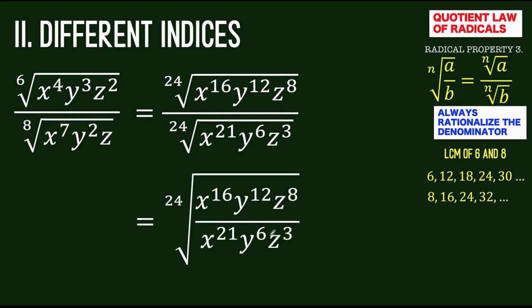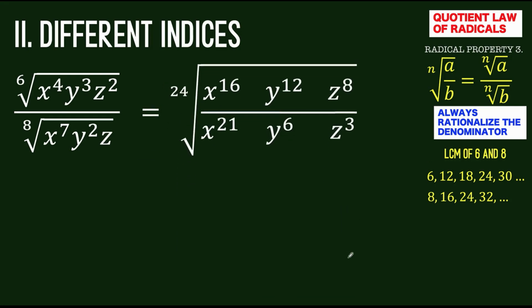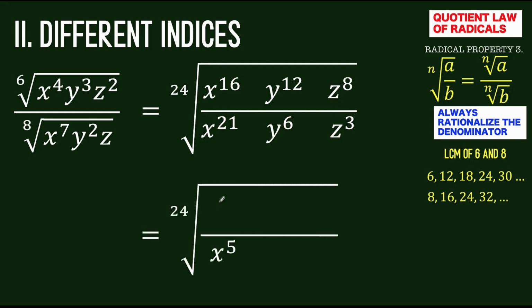Then you have here division of polynomials. A monomial divided by a monomial. All we have to do is to line up the same variables and subtract their corresponding exponents. So, x to the 16th divided by x to the 21 is x to the negative 5, or we can write that as 1 over x to the 5th. We do not need to write the 1 because there are still other factors here. y to the 12th divided by y to the 6th is y to the 6th. z to the 8th divided by z to the 3rd is z to the 5th.